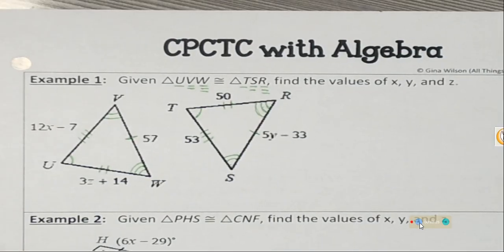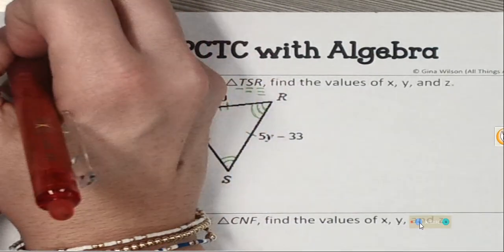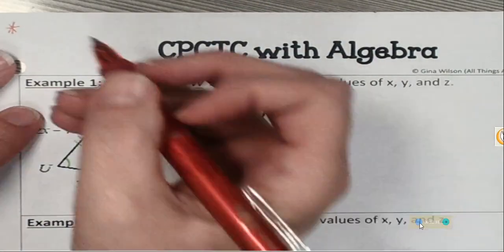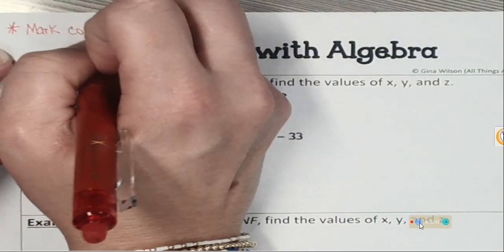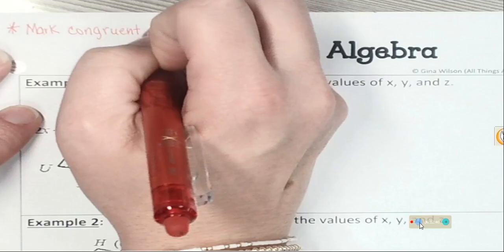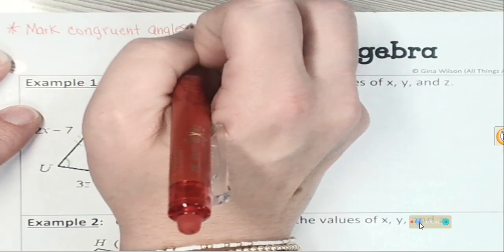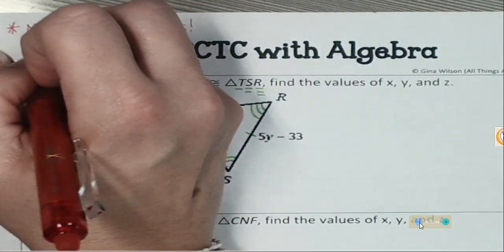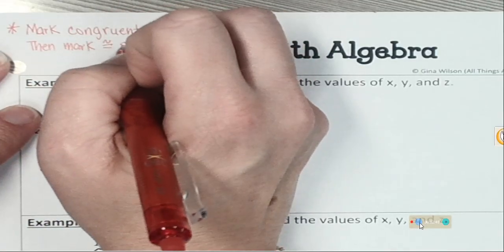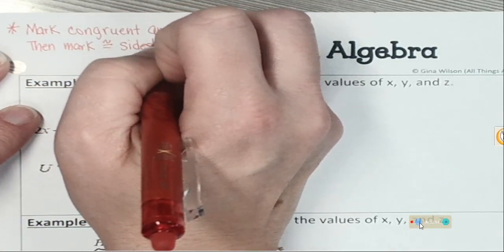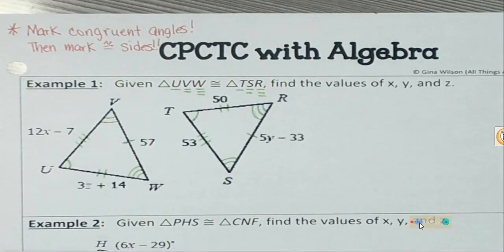All right, so since marking angles and sides are the very first things I should do, I want you to make yourself a note. Okay, first thing you need to do is mark congruent angles. Okay, then mark congruent sides. Okay, so the very first thing I want you to do when you get two triangles is I want you to mark the congruent angles and then go back and mark your congruent sides.